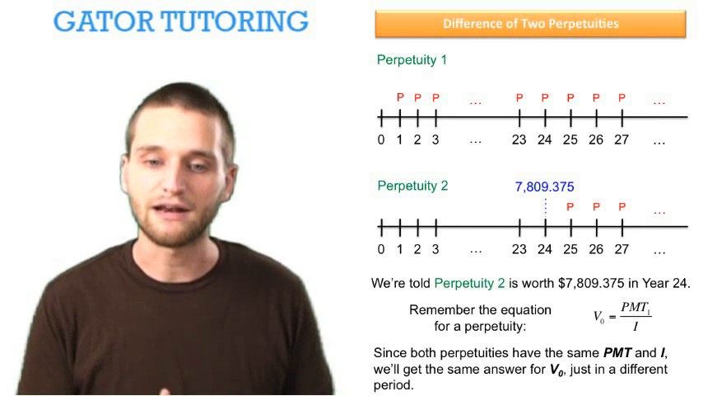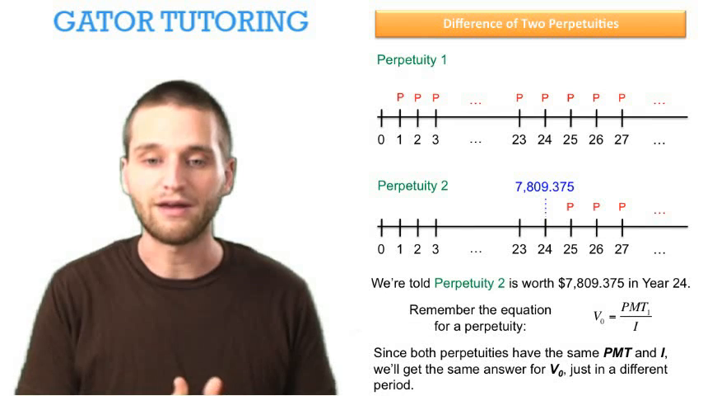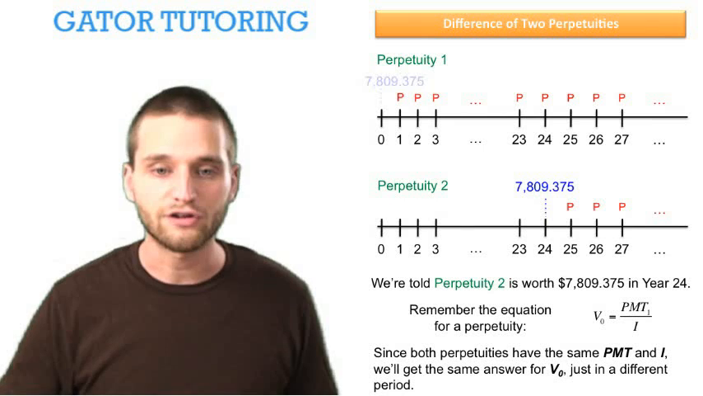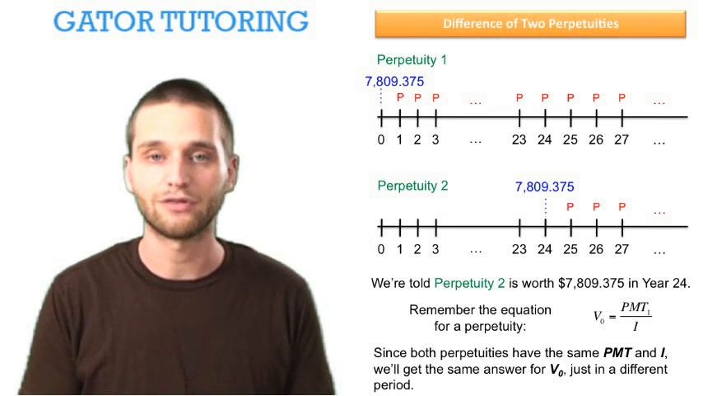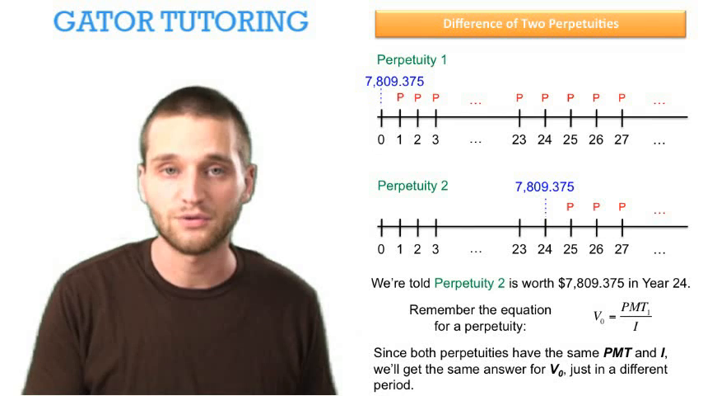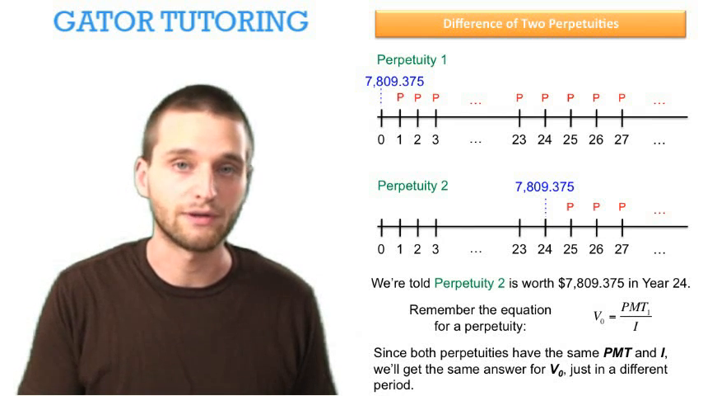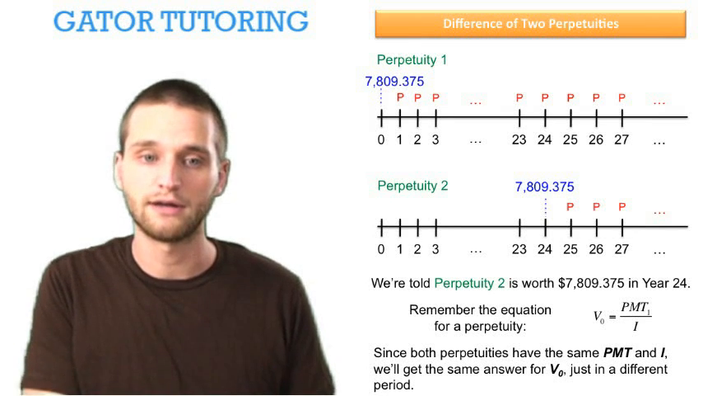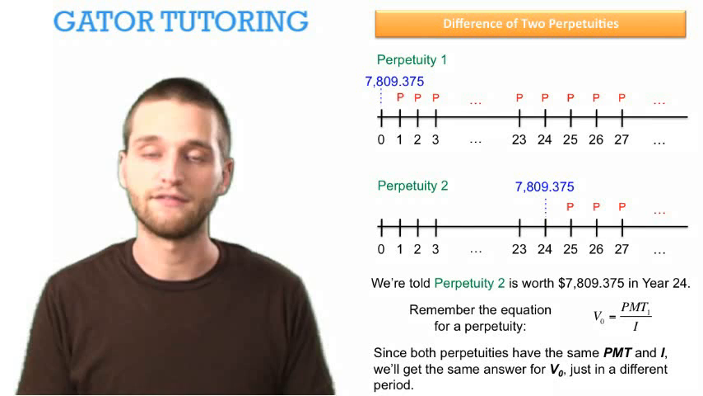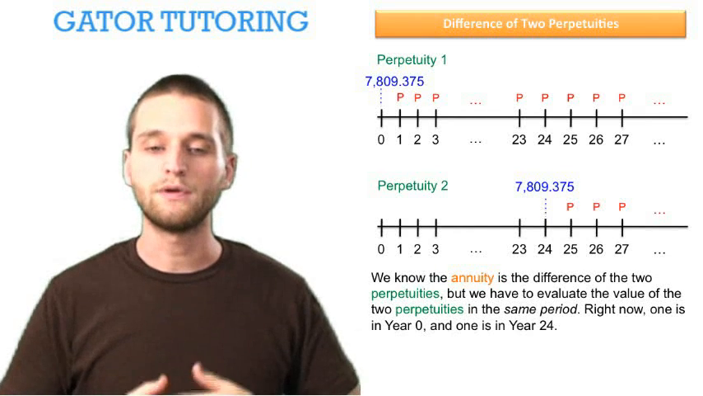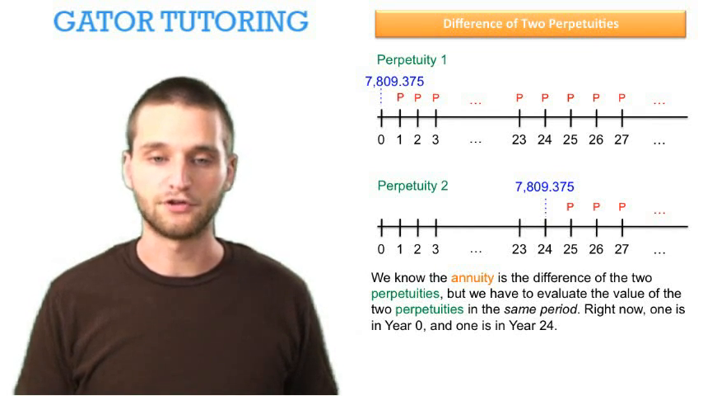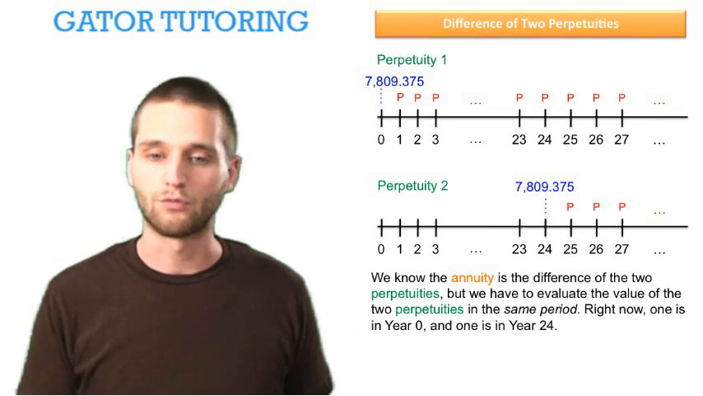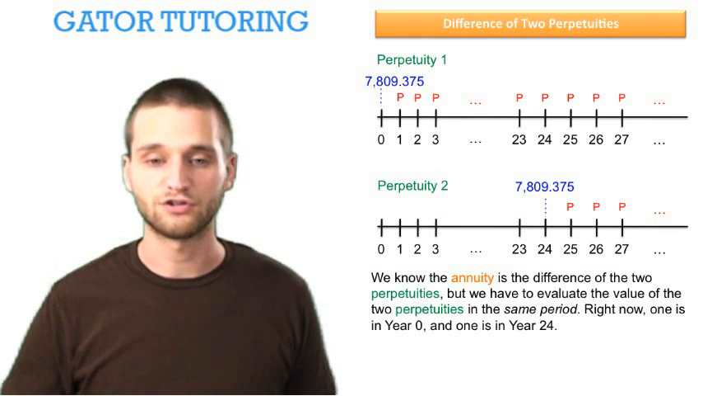So perpetuity 1, again, the formula for the value of a perpetuity is only based on payment and interest. Since these two things are identical between both perpetuities, we'll still get the $7,809.375. It's just that in perpetuity 1, it'll be the value in year 0, because year 0 is one period before the first payment. The first payment occurs in year 1 in perpetuity 1, and in year 25 in perpetuity 2. So we know that the annuity is the difference of the two perpetuities, but we have to evaluate the value of the two perpetuities in the same period. Right now, one is in year 0 and one is in year 24.